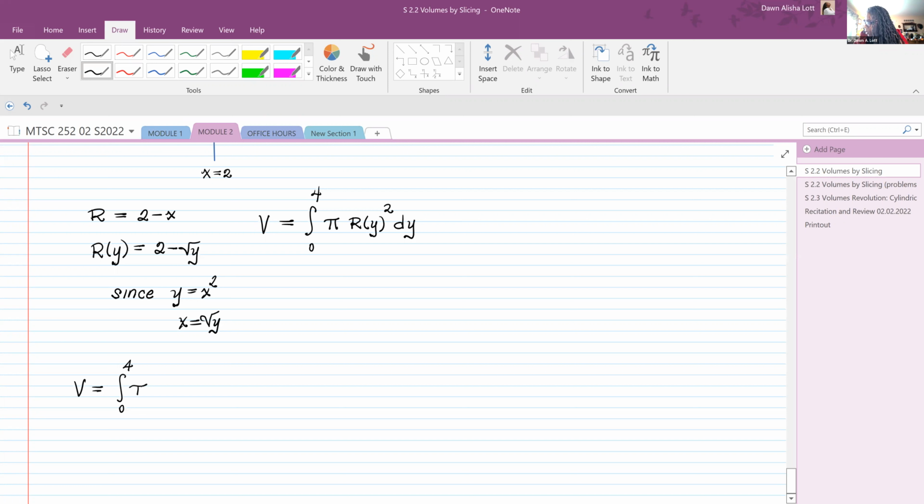So this is pi, R is 2 minus the square root of y, squared dy. So this is pi times the integral from 0 to 4. I'm going to get 4 minus 4 times the square root of y, which I'm going to write as y to the 1/2, minus y dy. And this answer is 8 pi over 3. Okay, any questions?